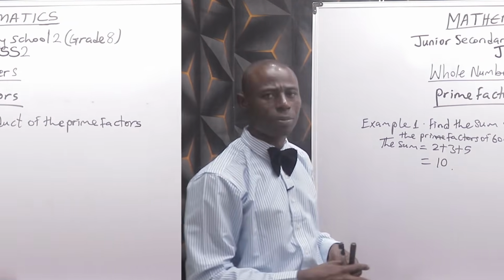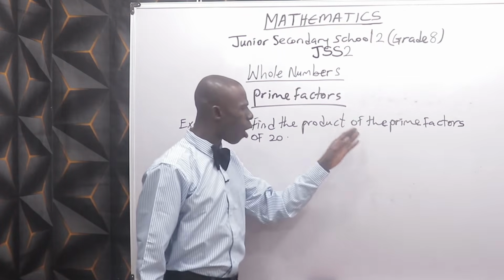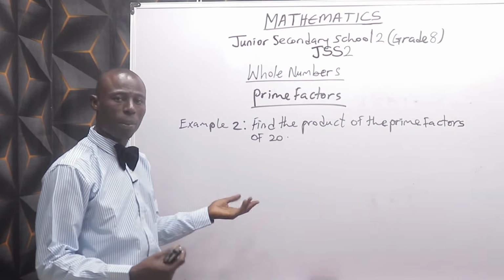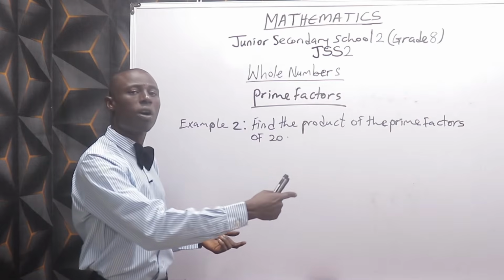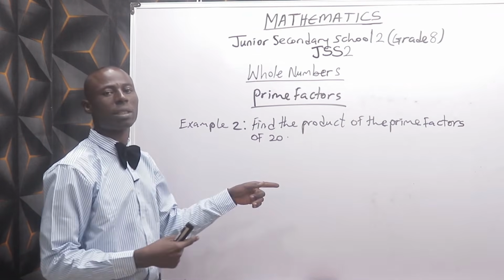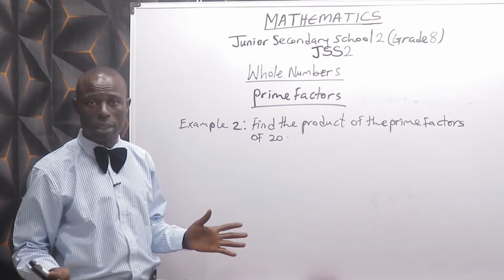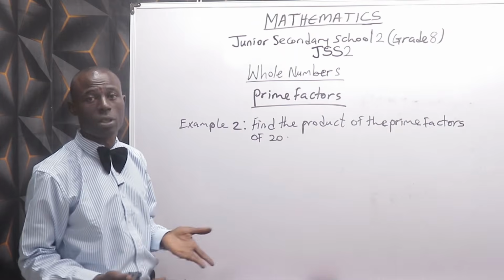Let's consider another example. Example 2, under prime factors. Find the product of the prime factors of 20. All you need to do is to extract the prime factors of 20. And I have told you, you don't need to list a long line of factors of 20 before you extract the ones that are prime there. If you do that, you are correct. It's good, but you don't need that in an exam situation. It will waste your time.